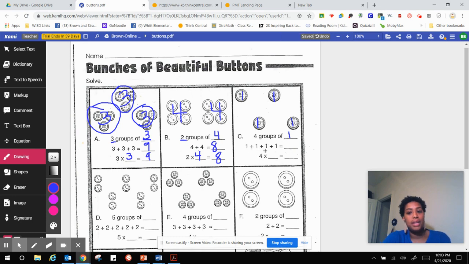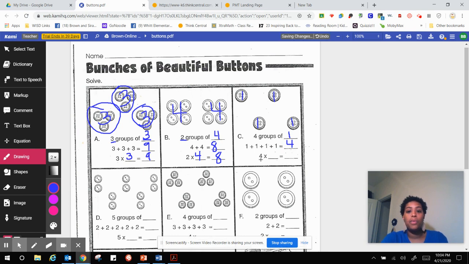So then this is where some kids get confused because they're thinking, well, there's 4 buttons, but you're adding together the number in each group. Well, how much is in each group? 1. That's right, just 1. So you would add 1 together 4 times. So 1 plus 1 plus 1 plus 1, which equals 4.